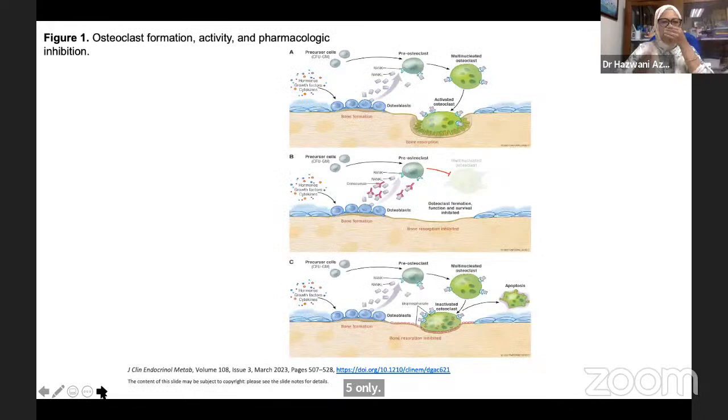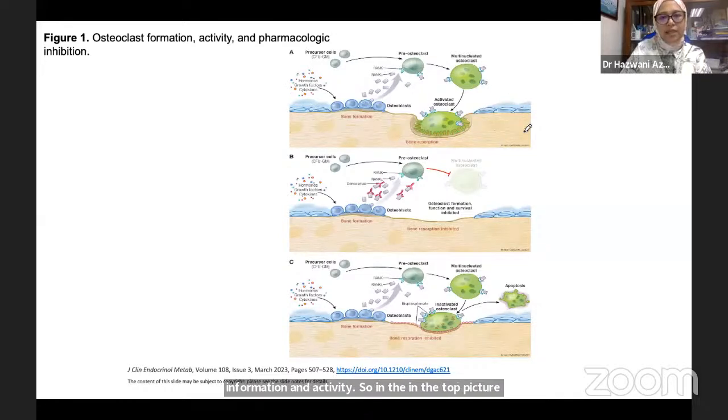So before I proceed with the other pharmacological therapy in severe hypercalcemia, we like to revise a bit about our osteoclastic formation and activity. So in the top picture, A, these are the normal activation of osteoclastic activity. The next agent that I will be introducing is the bisphosphonate.